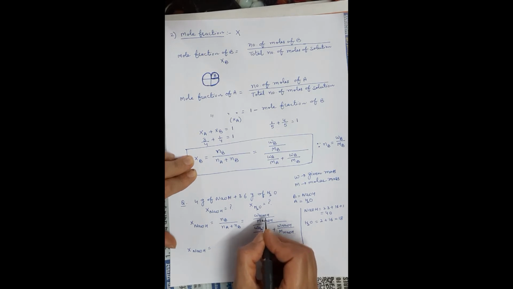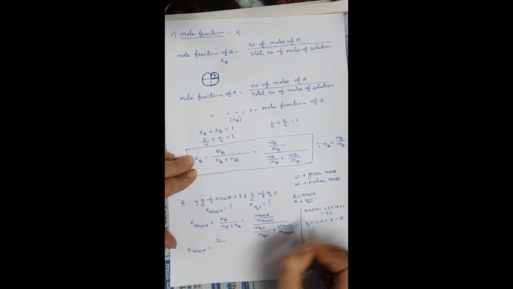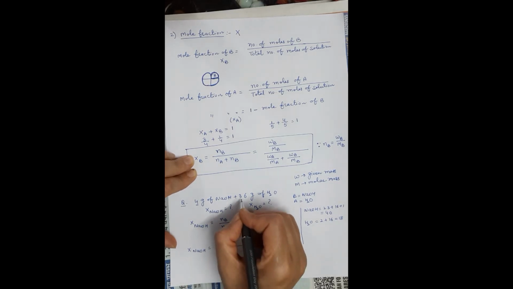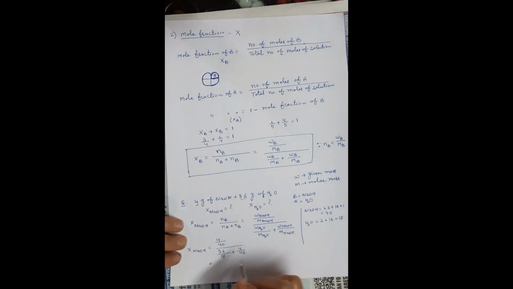Given mass of NaOH is 4 grams, so I'll write down 4. Molar mass is 40, divided by 40. Given mass of water is 36 grams, it is 36 divided by molar mass 18. This is 4 by 40. So you can calculate it. Beta, now you solve it.